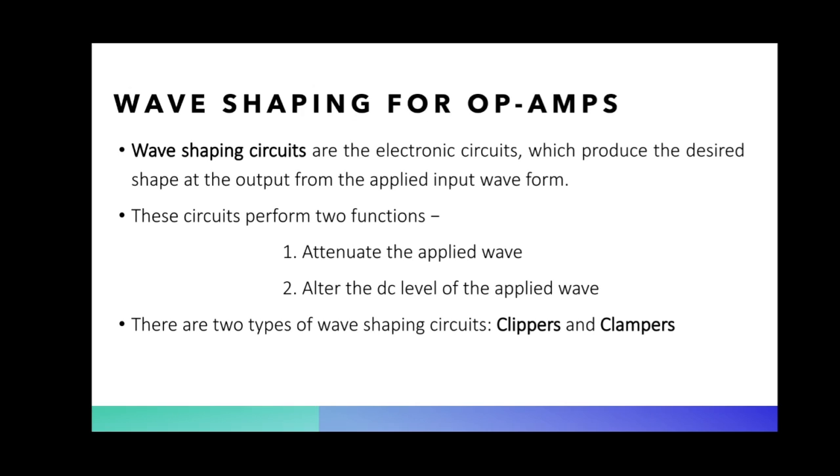Wave shaping circuits are electronic circuits which produce a desired shape at the output from the applied input waveform. These circuits perform two functions: attenuate the applied wave, and alter the DC level of the applied wave. And there are two types of wave shaping circuits. They use clippers and clampers.